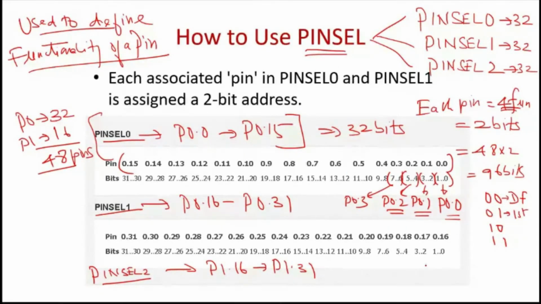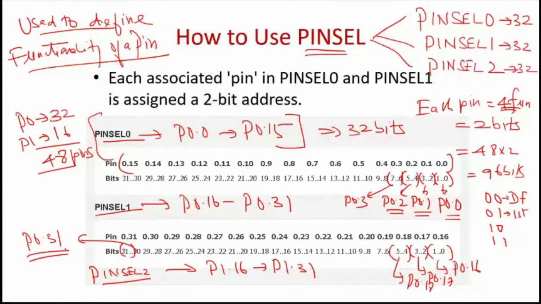Similarly, for pin select 1, the first 2 bits control the functionality of port 0.16. The next 2 bits control the functionality of port 0.17. The next 2 bits control the functionality of port 0.18, and so on and so forth. The last 2 bits control the functionality of port 0.31. For pin select 2, the first 2 bits govern port 1.16, and so on up to port 1.31. So that is how these pin select lines are used.